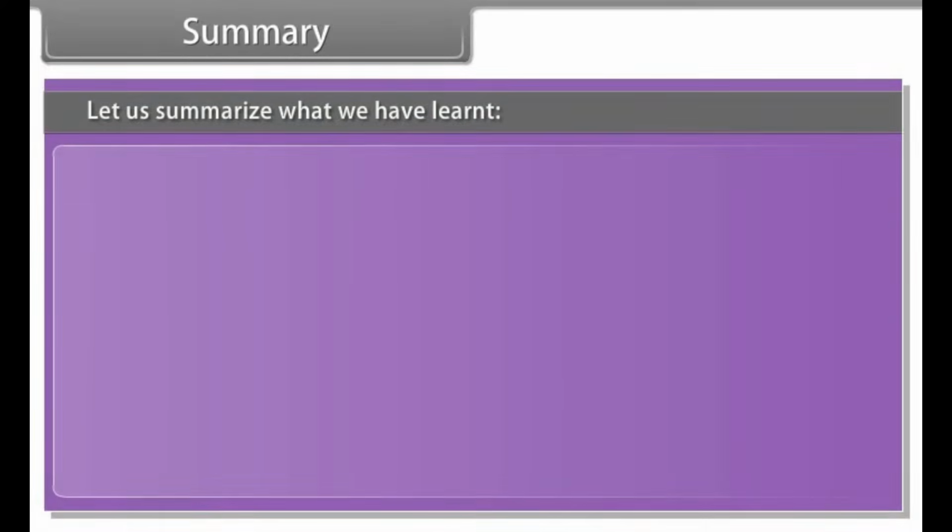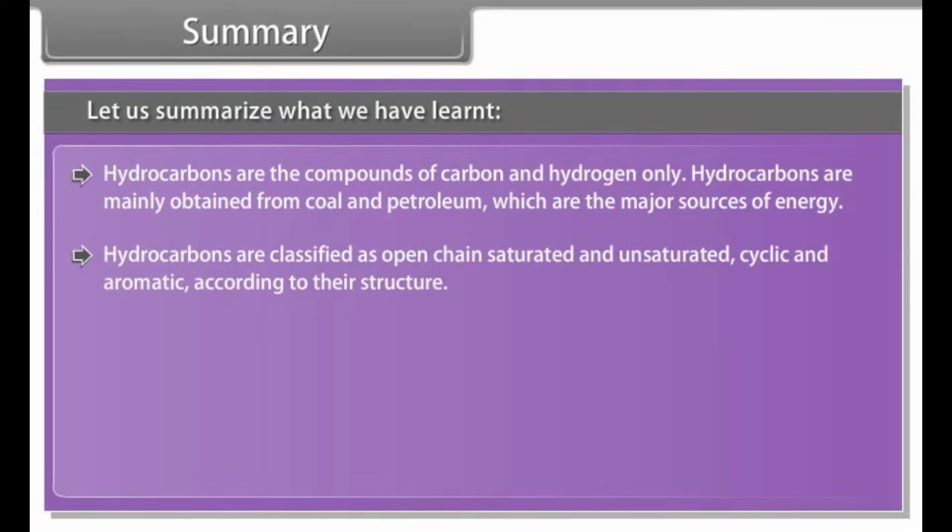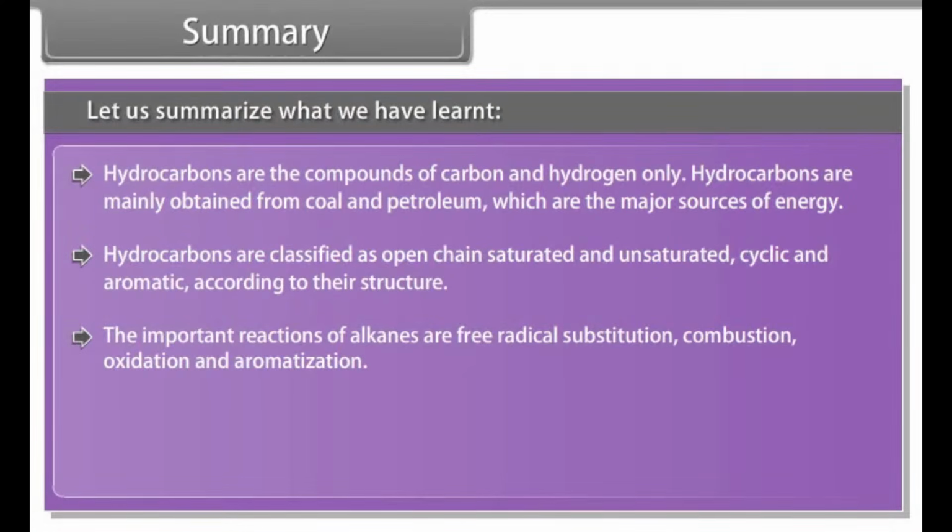Summary. Let us summarize what we have learned. Hydrocarbons are compounds of carbon and hydrogen only. Hydrocarbons are mainly obtained from coal and petroleum, which are the major sources of energy. Hydrocarbons are classified as open-chain saturated and unsaturated, cyclic, and aromatic according to their structure. The important reactions of alkanes are free radical substitution, combustion, oxidation, and aromatization.